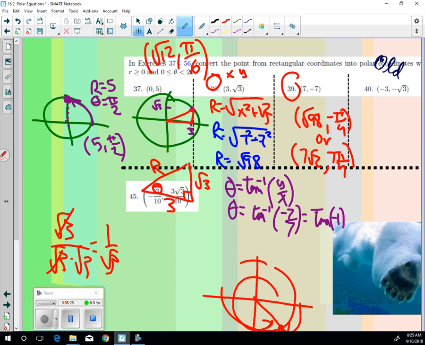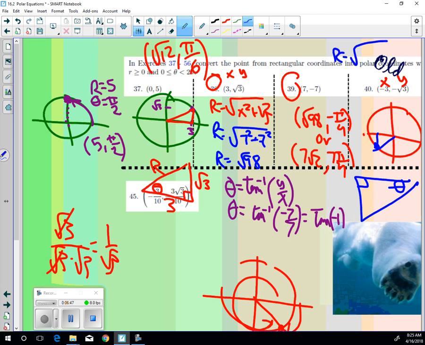Okay, last one. Here's my x, and here's my y. If you want to draw a picture of it, it's going to be -3, down square root of 3. It's going to be something like this. So here's my triangle, theta. R is the square root of -3 squared, which is 9, plus negative square root of 3 squared, which is 3. That'll be square root of 12. And then theta is the inverse tangent of y, negative square root of 3, over -3.